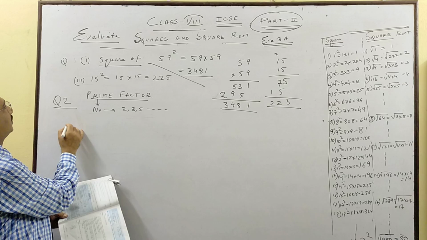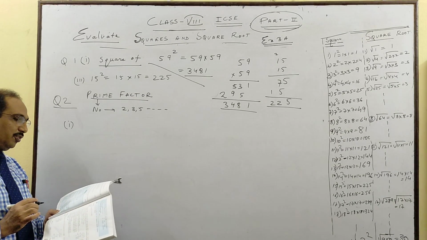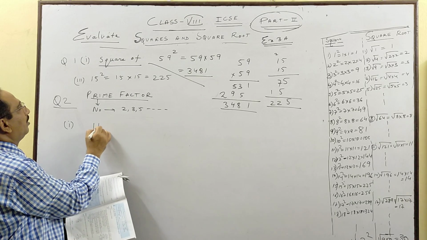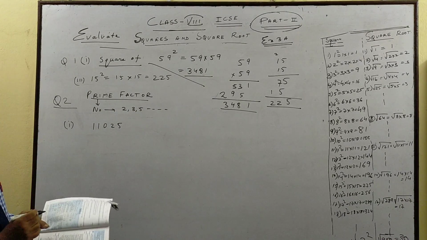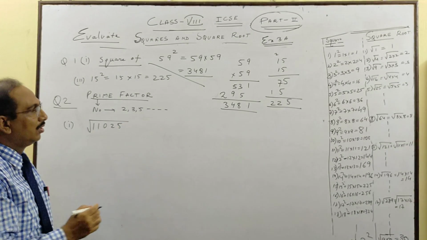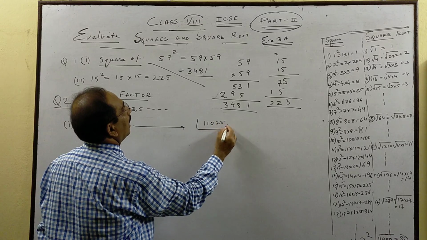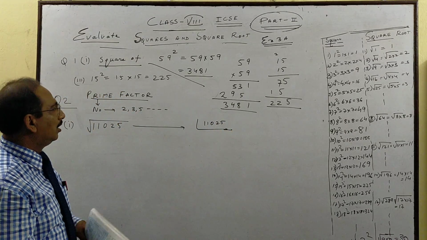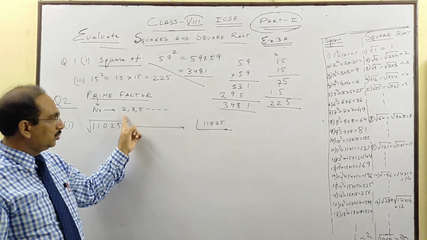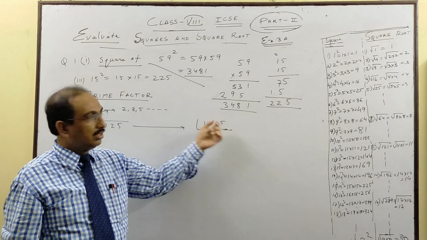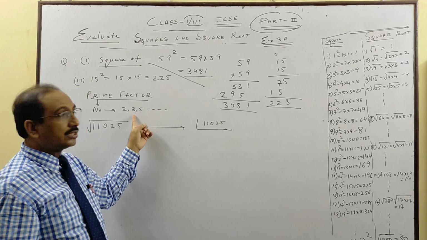So the very first question, 2 part 1, is: by splitting into factors, find the square root of 11025. So this is the question, we have to find the square root. In the prime factor method, the very first prime number is 2. But since this number is odd, 2 will not be able to divide it. Next we try with 3.